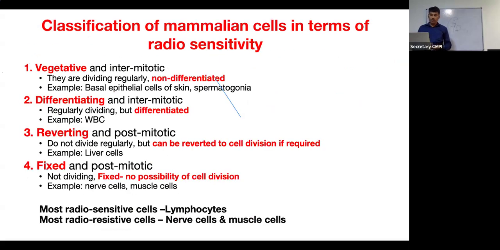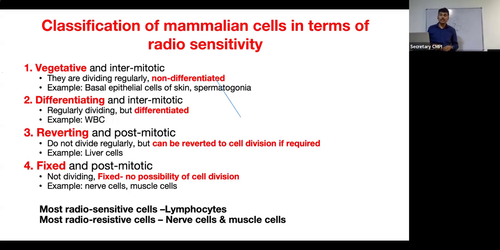So according to this, you can classify the mammalian cells into four categories. One is called vegetative intermitotic. Intermitotic means regularly dividing. Vegetative means they are not differentiated, they are primitive cells. This is the highest sensitivity group. The second sensitivity group is differentiating intermitotic. Again dividing, but they are functional, not primitive. An example is the lymphocytes, WBC.